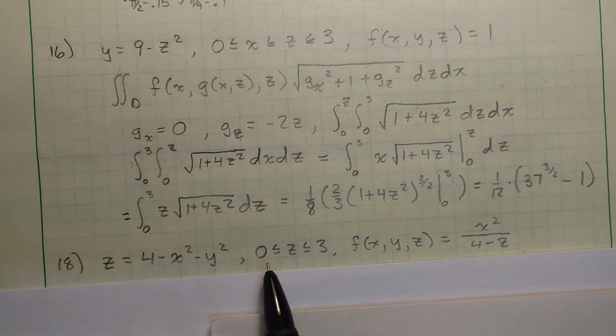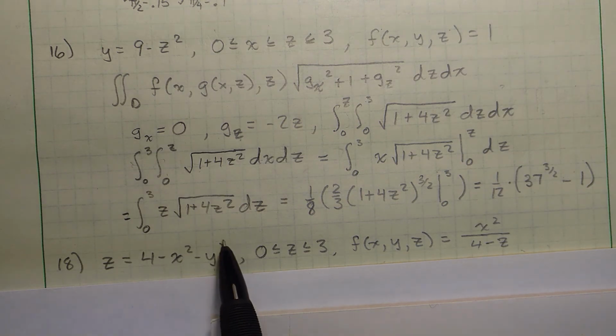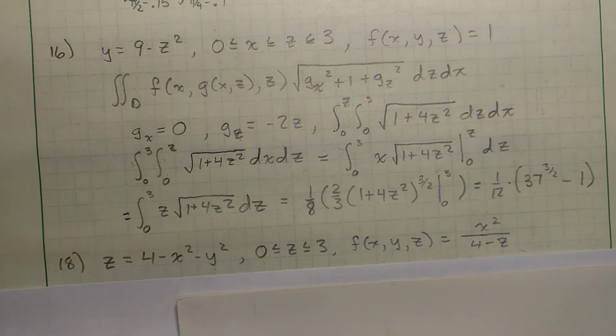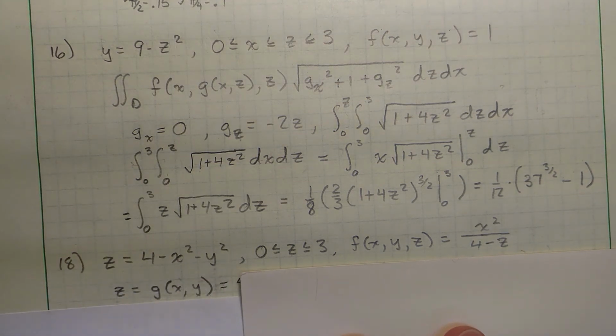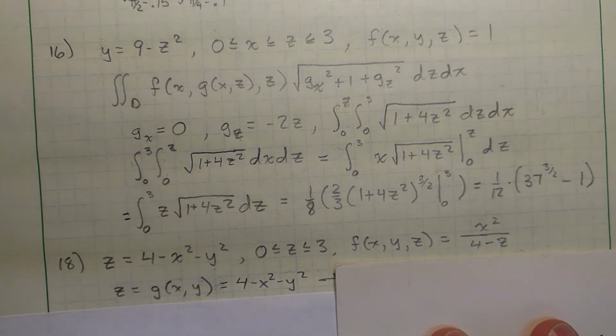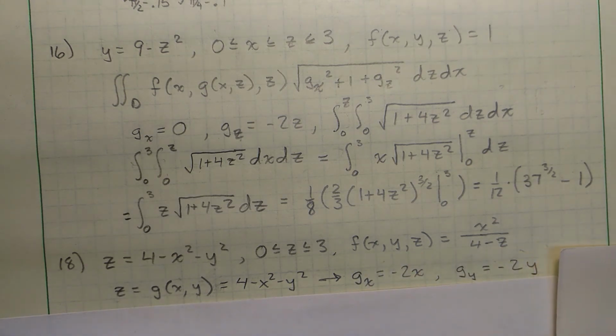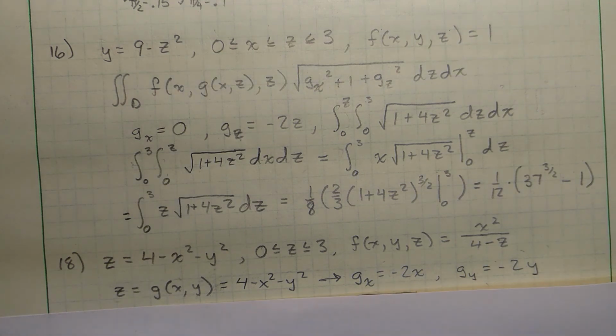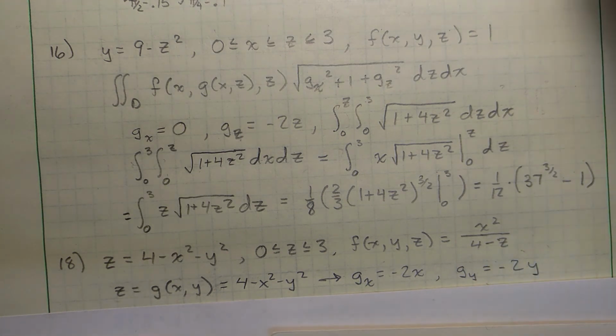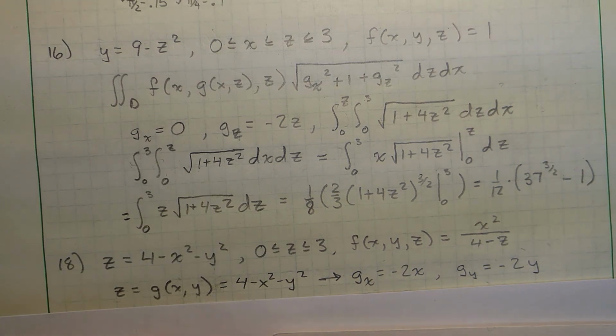This becomes my limits for z, and we will have to figure out our limits for x. You can probably guess by seeing something like this in here, we'll end up switching to polar coordinates in order to make it easier. So, first off, my z is g of xy, which is 4 minus x squared minus y squared. So my partial with respect to x is negative 2x. My partial with respect to y is negative 2y. So now I can go ahead and substitute into my formula.